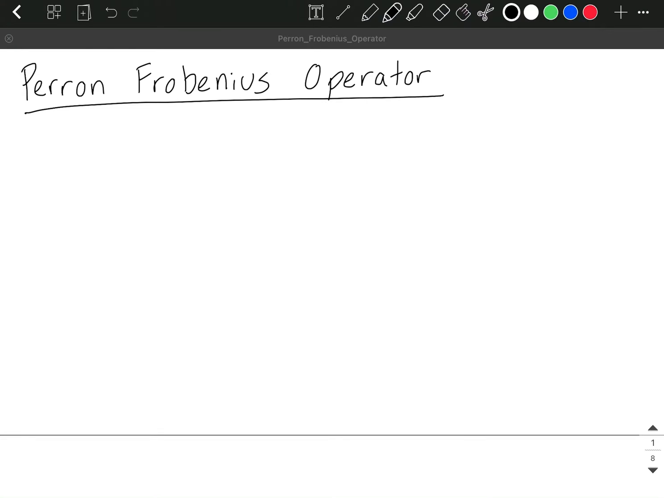Hello everyone. Today we're going to be talking about the Perron-Frobenius operator. And what this operator describes is the time evolution of densities in phase space.